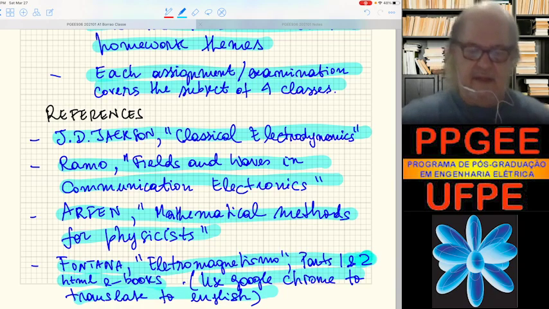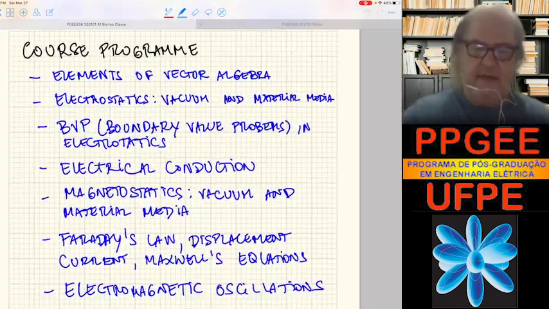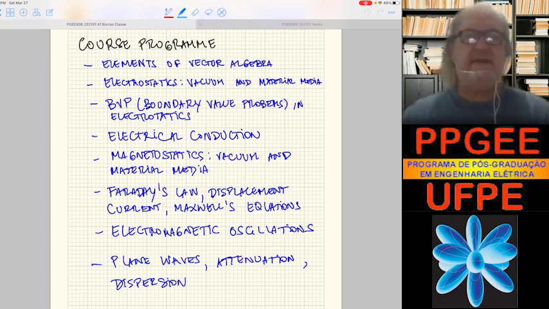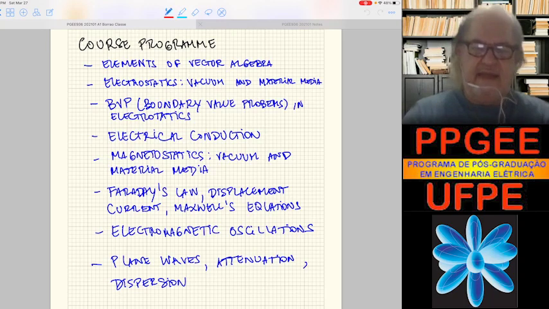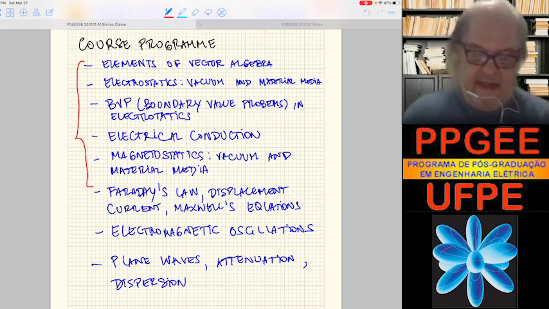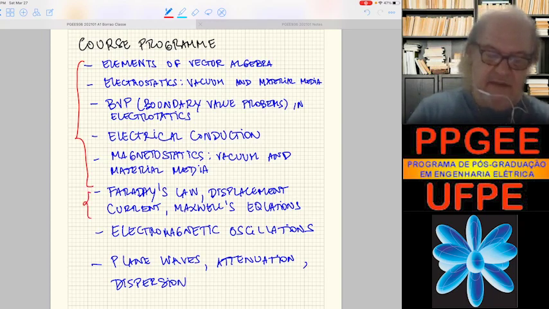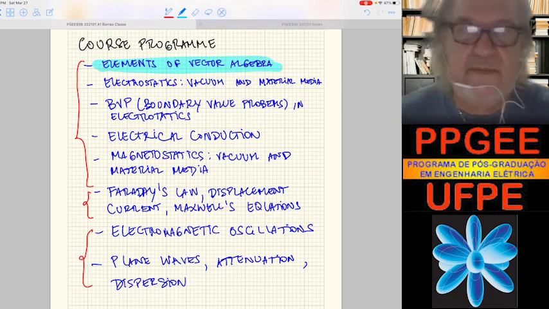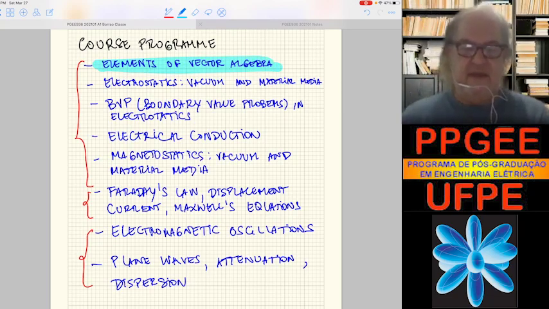The program of the course, you have basically 8 topics to be covered. Mostly you have static fields. All of this is static fields. And then you have assembling Maxwell's equations here. And then some properties of the dynamic fields predicted by Maxwell's equations. So we start with a review on elements of vector algebra, which is very important for the course. These are tools important to do the methods employed in the course.